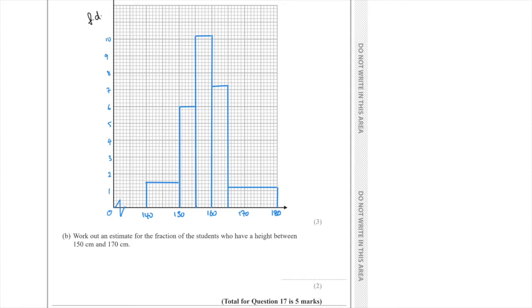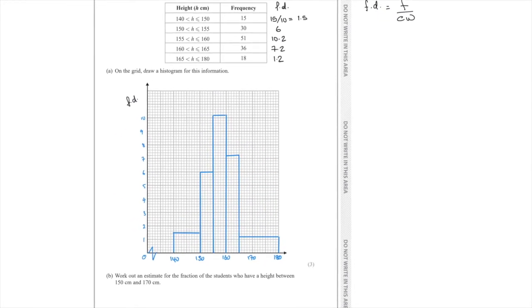Now, there's some information we already know. Let's go and write those bits of information down. So we already know if it's from 150, then it means this bar, and this bar has got 30 students in it. So I can put my 30 in there. And we know we need this bar as well, which has got 51 students in it, which we can see there because it's a frequency, okay? And then we know this bar has got 36 students in it. So let's put the 36 there.